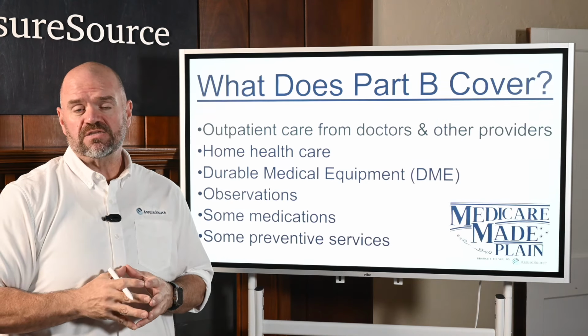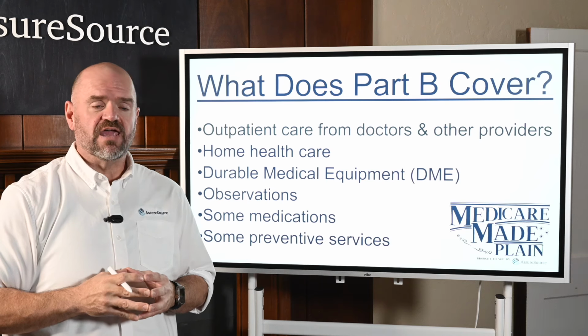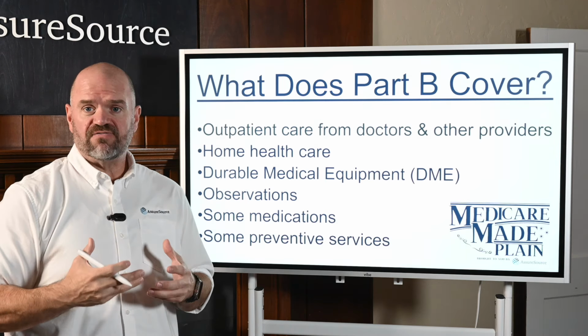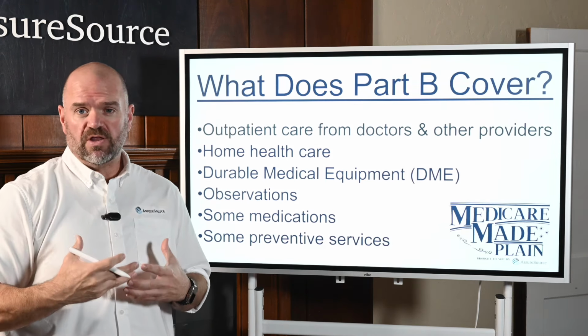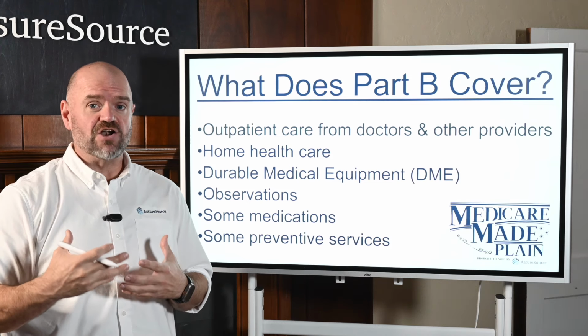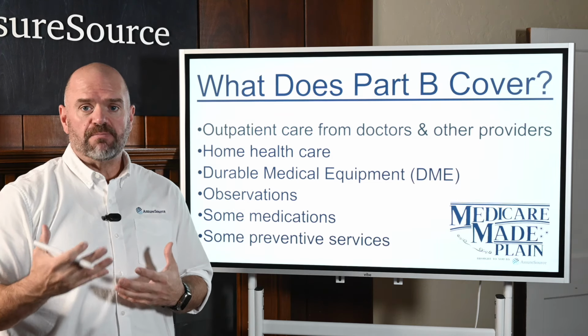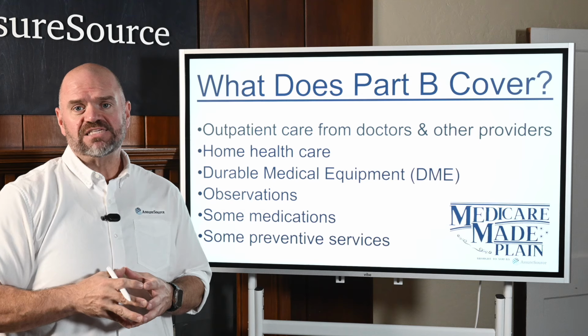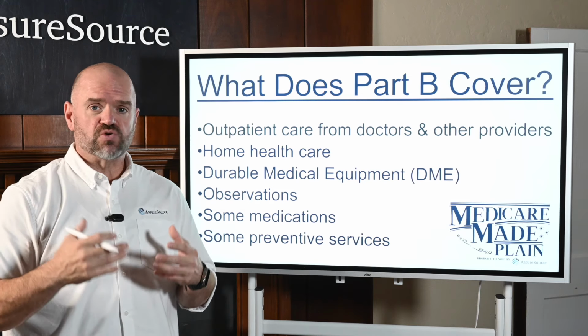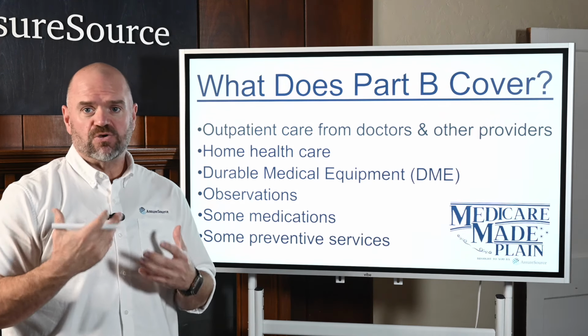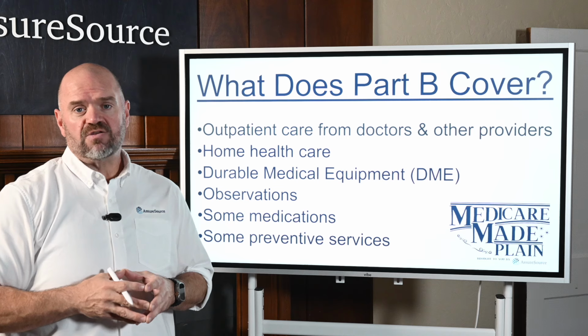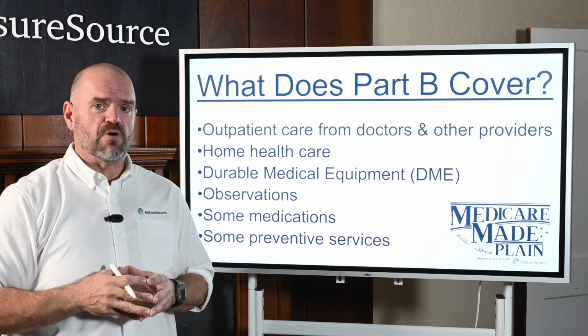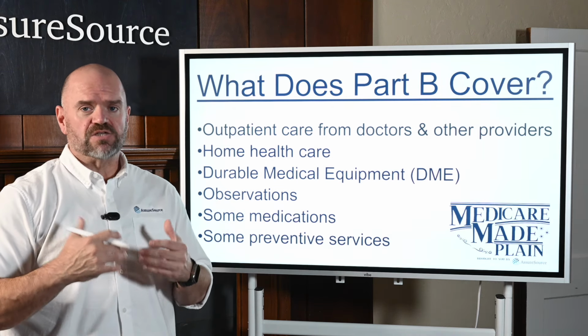The most common uses for this is going to be things like folks who have iron deficiencies that a pill doesn't really work for them. They may have to have an iron infusion. That's going to be a Part B treatment. Anything that is done that has to be on a drip or through an IV is going to be a Part B drug.